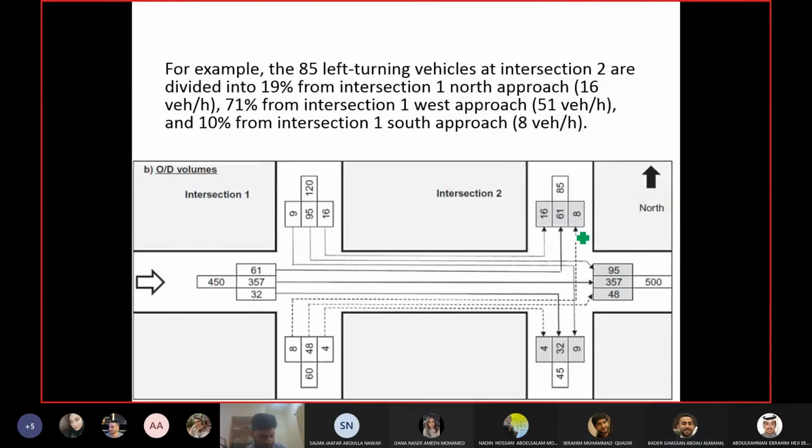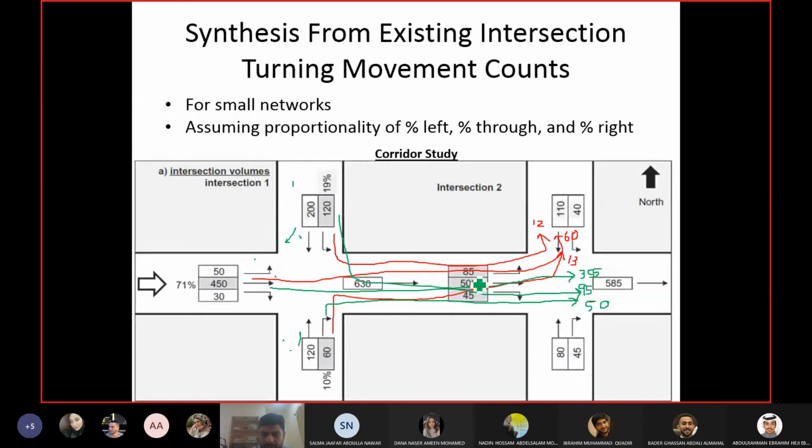So 12 was not correct? Yes. The number of trips which were coming from this zone, out of this zone and going forward were 120. Out of 120, 16 was the 19% of 85. So these 85 were taking the left turn. So this is 16 then, you are saying.